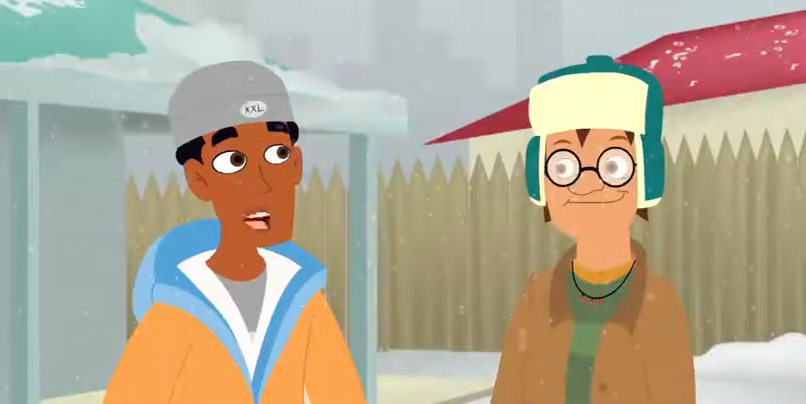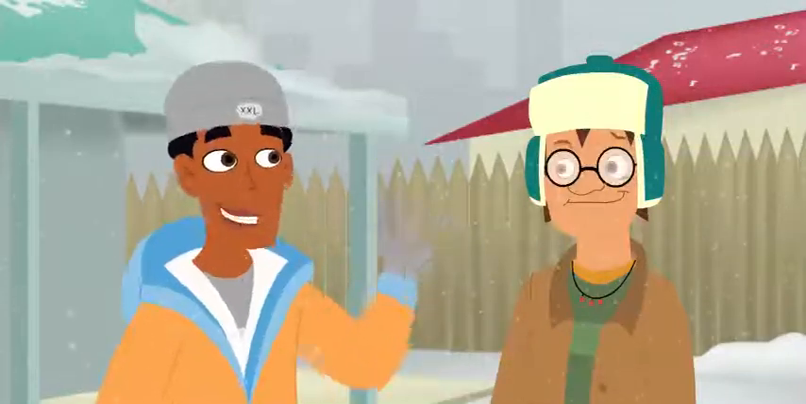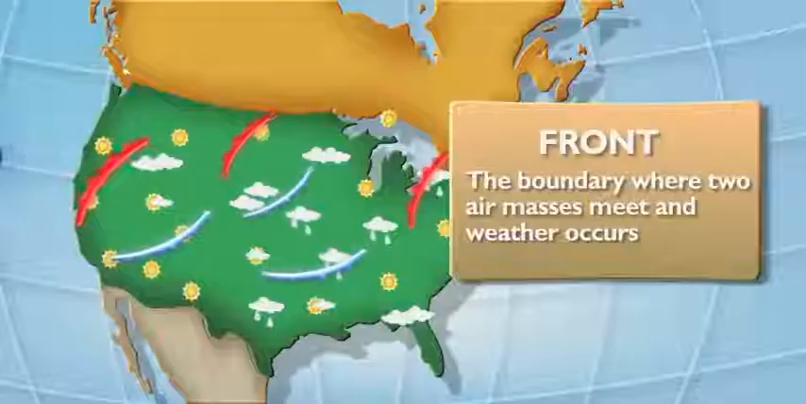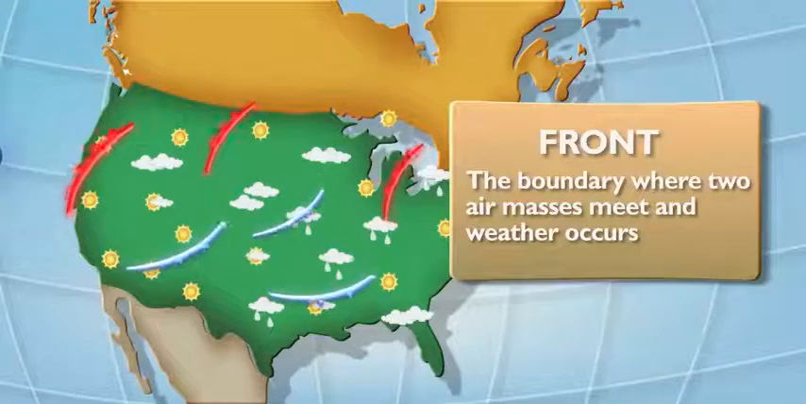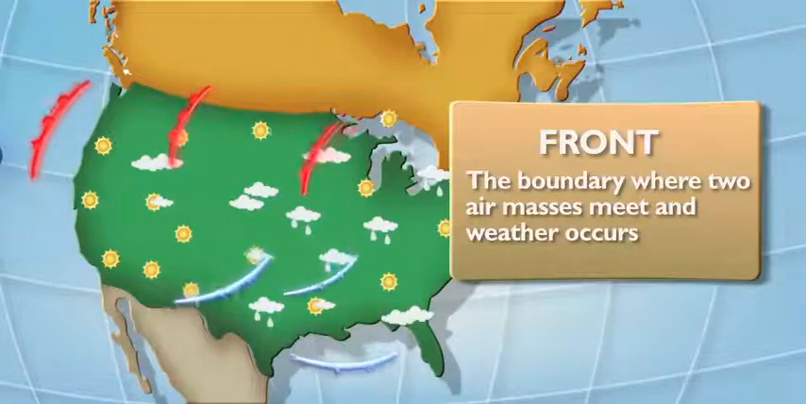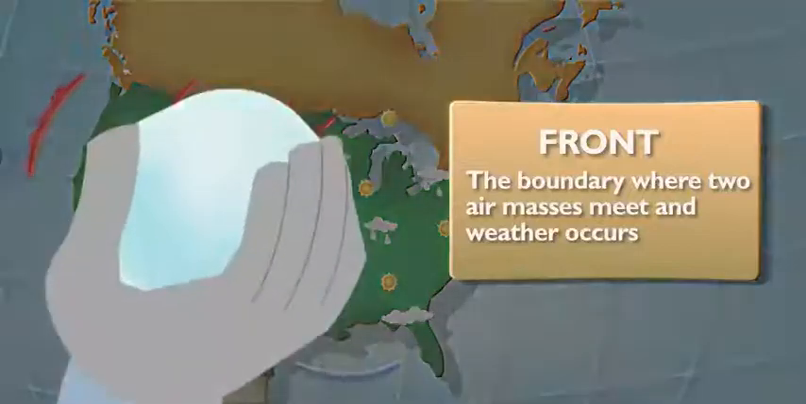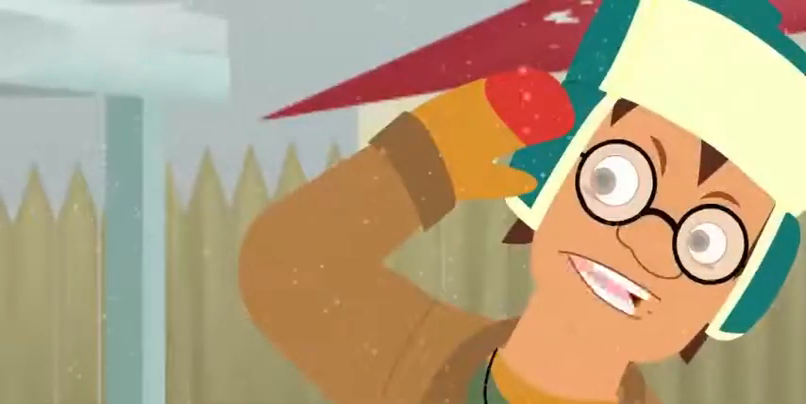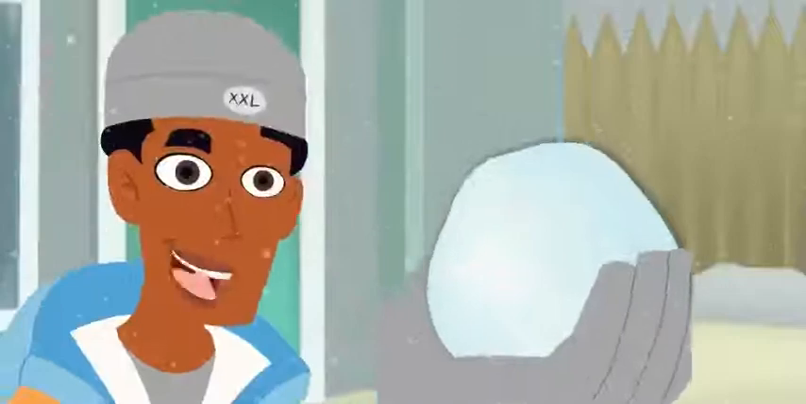The snow didn't just come from nowhere. A cold front moved in. A what? A cold front. A front is the boundary where two air masses clash, and weather, like snow, occurs. There are warm and cold fronts. I'll demonstrate. No, don't. Just tell me. I'm not going to throw it at you.